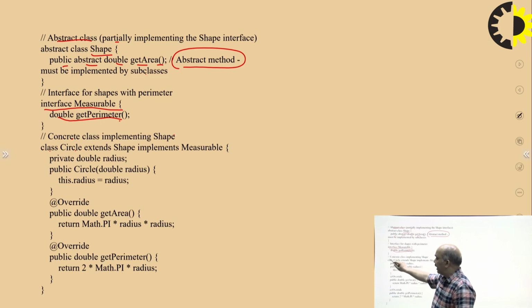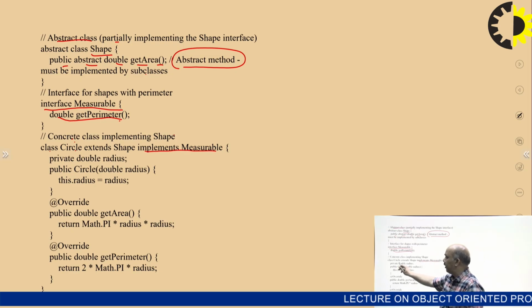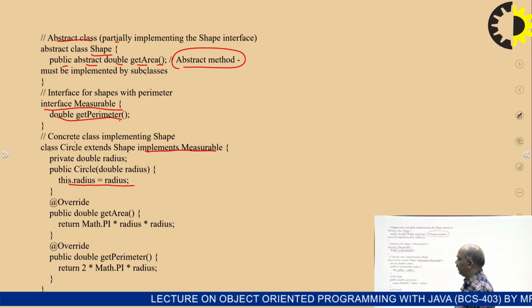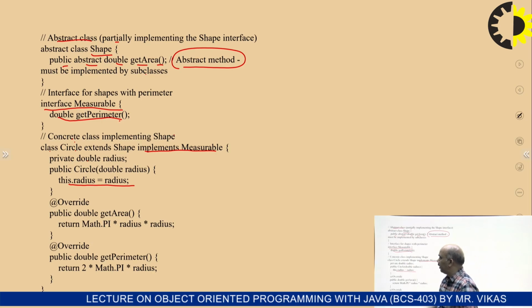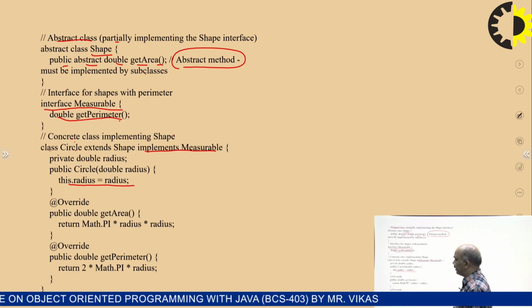So, we say class Circle. Circle is the subclass which will inherit the properties of the abstract class, extends Shape, and it is also implementing Measurable. So, here we define the private double radius, and public Circle(double radius), and this will give the radius being defined, and it will give the area of the circle in this case.